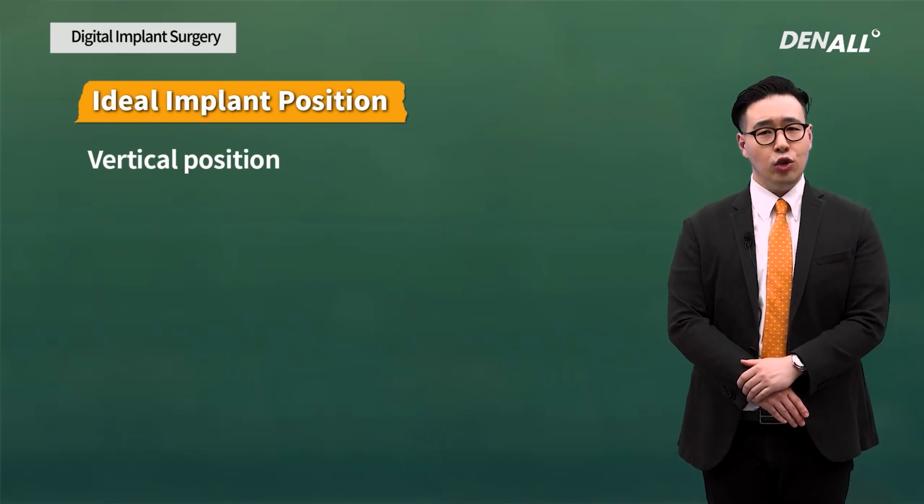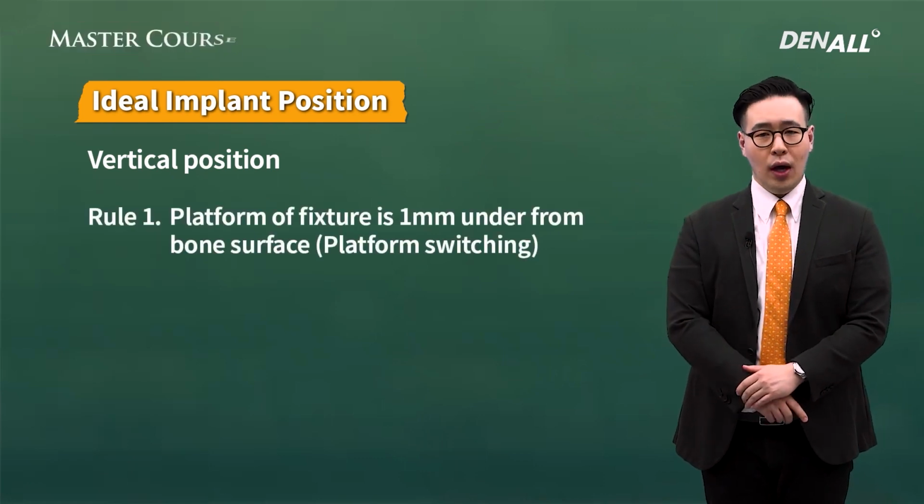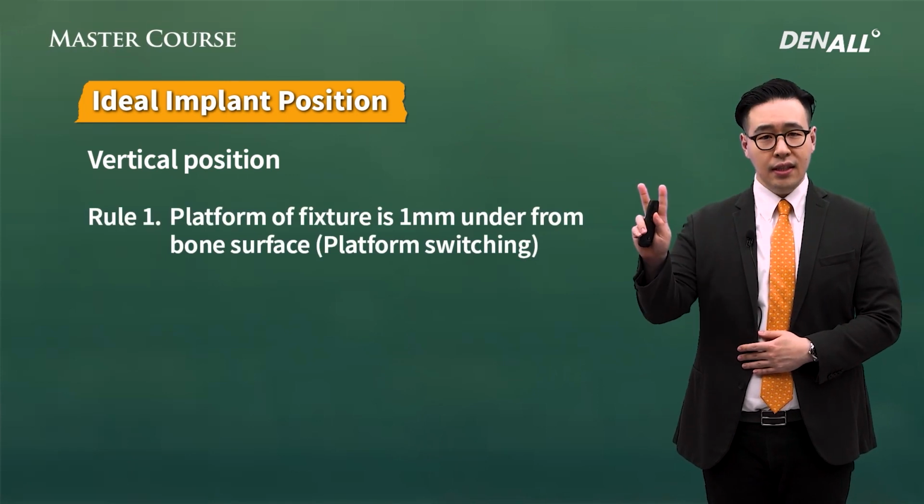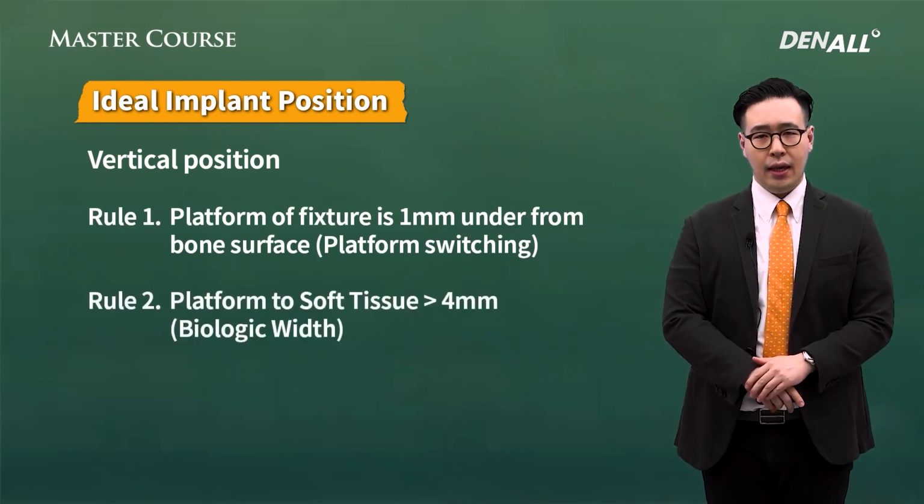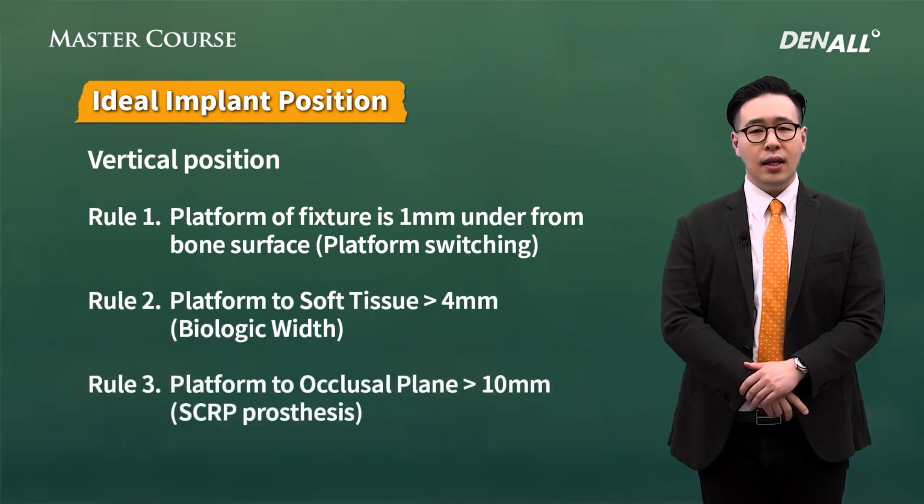First, to put it simply, is the platform of the fixture and its relation to bone surface. Rule 2 is the relation of the platform and the soft tissue. Rule 3, the relation of the platform and the occlusal plane.